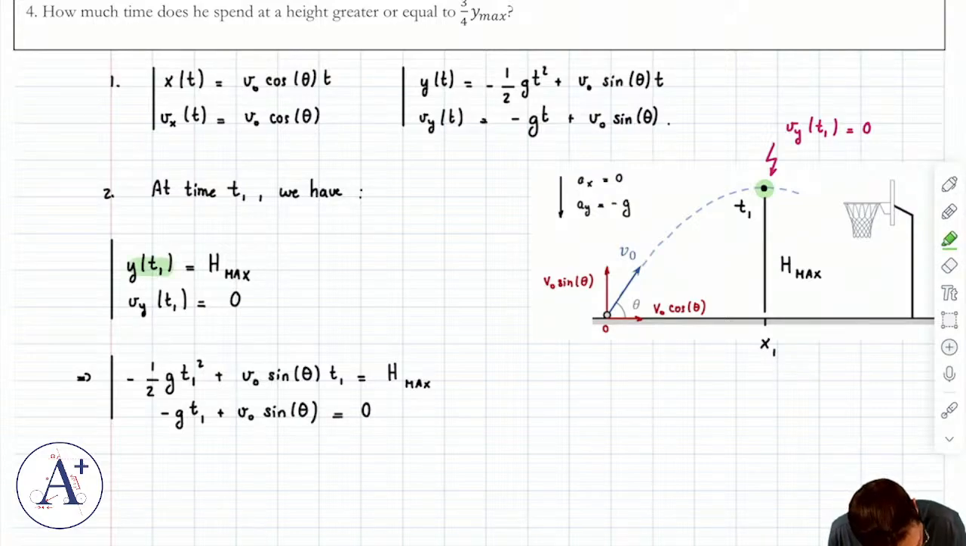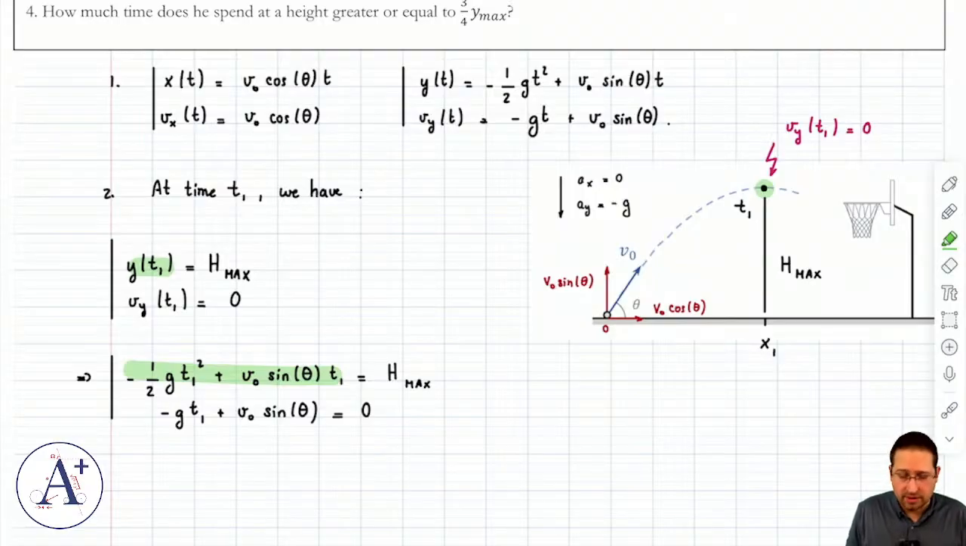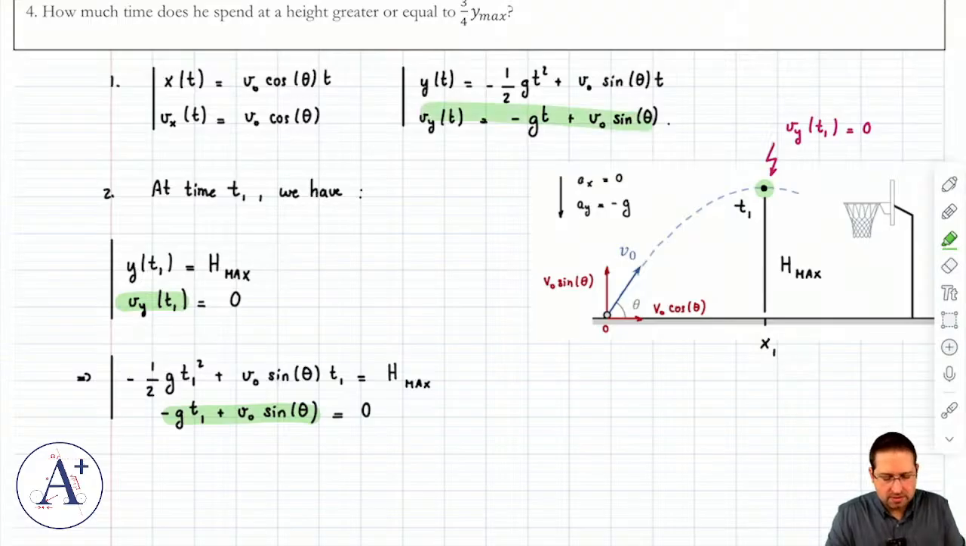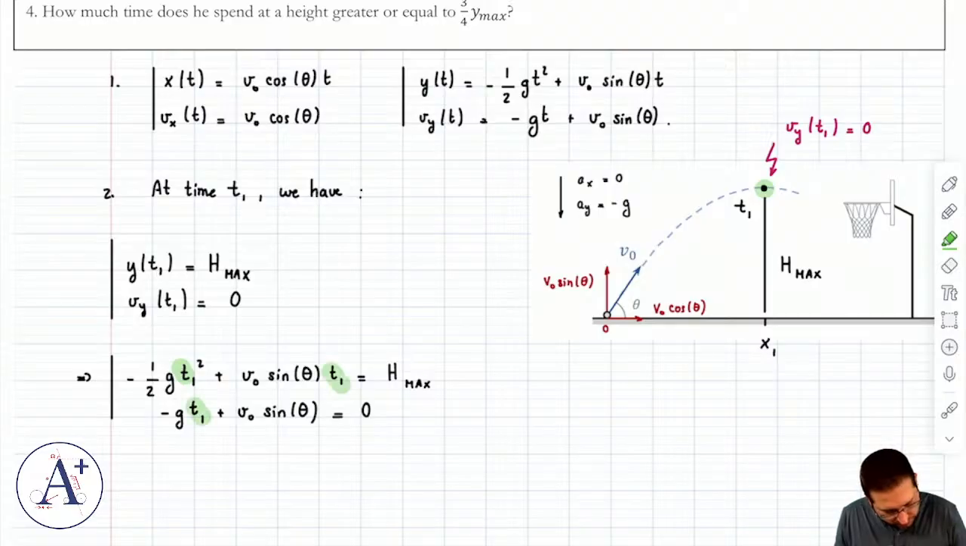Okay, so just to be clear, this is this, right? All I did is plug in t1 for t, and then this is this, same thing. I just plugged t1 in for t in this equation, okay? And we can do quick accounting. We have two unknowns, t1 and h max. Two unknowns, two equations, we're good to go. We don't have to write more equations, okay?